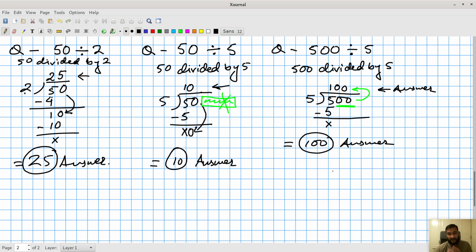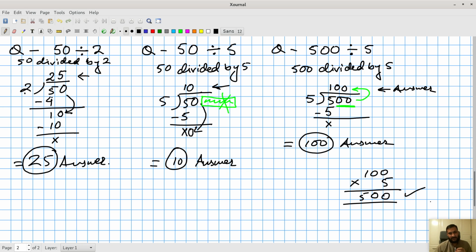And I can verify that by reverse multiplying it. I can say, well, my answer was 100, so let's write 100. And my divisor was 5, so let's multiply this answer by 5 and see if I get my number back. 5 zeros are 0, 5 zeros are 0, 5 ones are 5. I did get my number back. So that means my operation was correct.